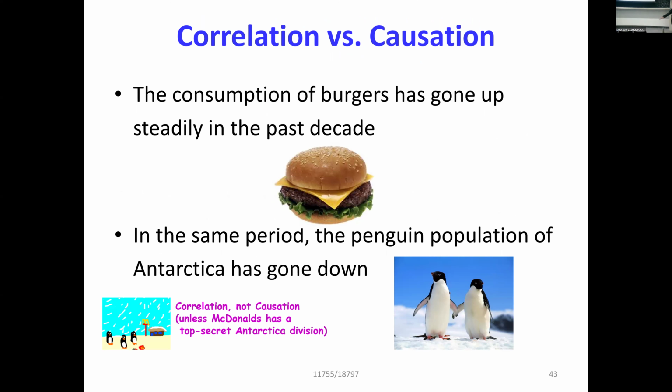Correlation doesn't mean causation. Now, this is a well-known fact that the consumption of burgers has gone steadily up over the past couple of decades. The penguin population of Antarctica has steadily gone down over the past couple of decades. How many of you think that this means we're eating penguins? Right? There is no, one is not causing the other, right? They just happen to be, there's some other common cause, maybe, but they're just statistically correlated, right? Unless of course McDonald's has a top secret Antarctica division for harvesting penguins, right?